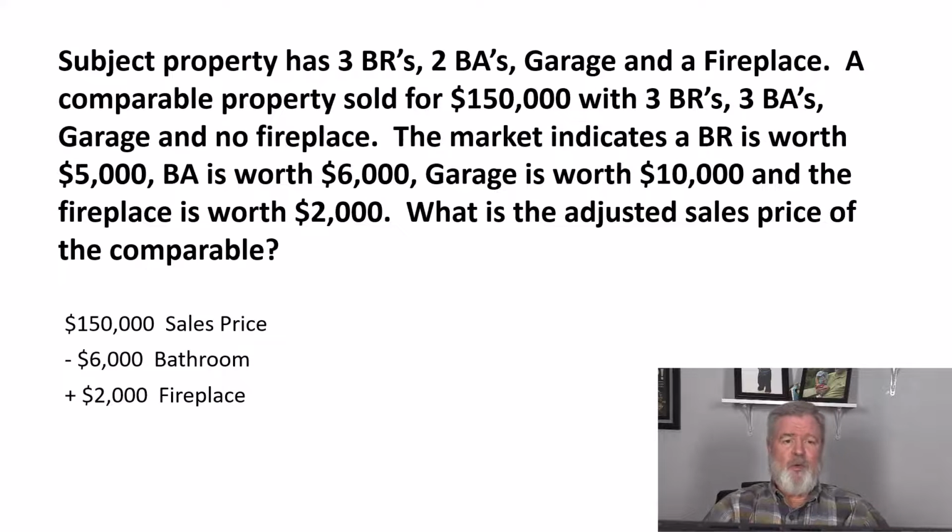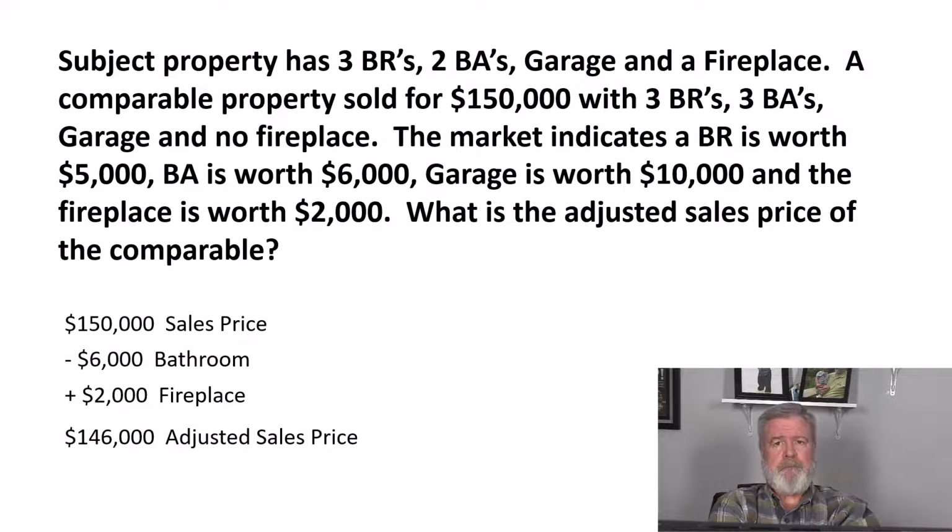Now, obviously in this question, that's all the adjustments we have to make. So if I subtract $6,000, but then I add $2,000, basically that's a net of $4,000 we have to subtract. So our adjusted sales price would be $146,000. Okay? So y'all, hopefully that worked out well for you.